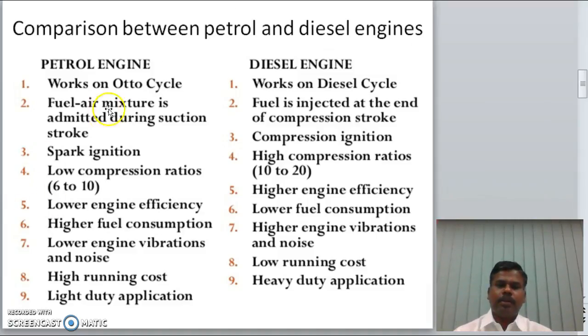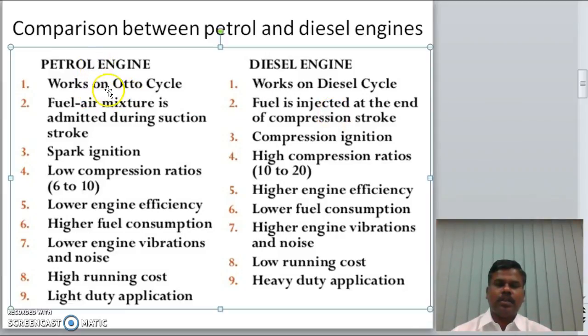If you compare a petrol engine and a diesel engine, there are a few significant points we can talk about. The first thing is the cycle. The petrol engine works on the Otto cycle and the diesel engine on the diesel cycle. The Otto cycle is a constant volume cycle and the diesel cycle is a constant pressure cycle.